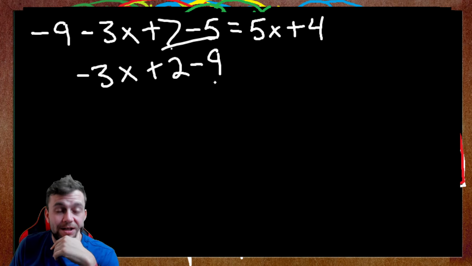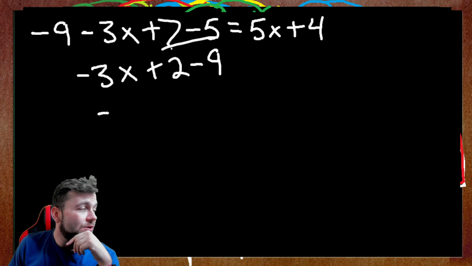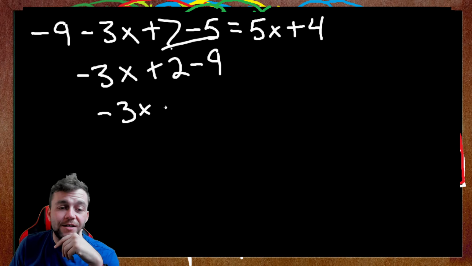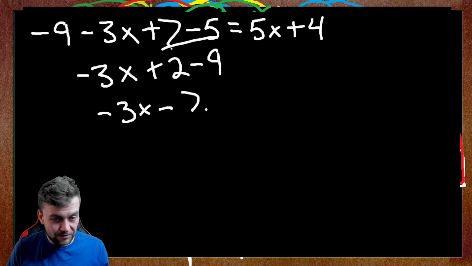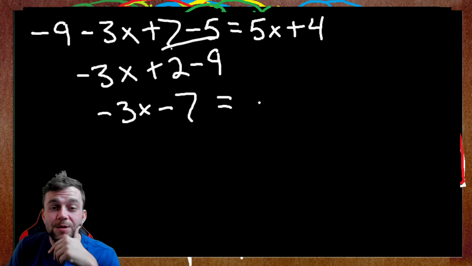Okay, so now we have a positive 2 and a minus 9. What is 2 minus 9? It is a negative 7. Okay, so you have a negative 3x minus 7. Let's make that a little bit neater. There we go. That equals 5x plus 4.